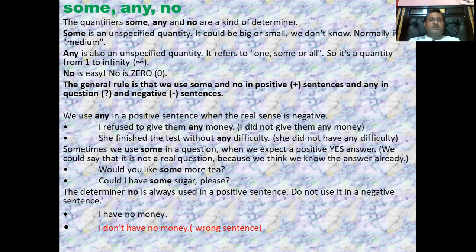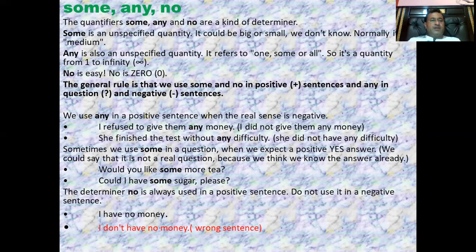So the general rule is that we use some and no in positive sentences and any in question and negative sentences. It is a very important rule, you need to keep this in mind. Sometimes we use any in a positive sentence, but the actual sense is negative. I already told you in the rule above that any is used in question and negative sentences. You may write that in a positive way, but the real sense is negative.